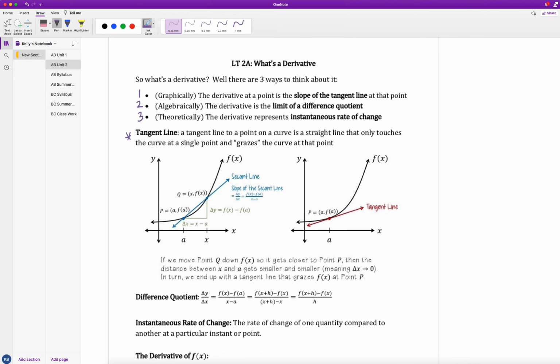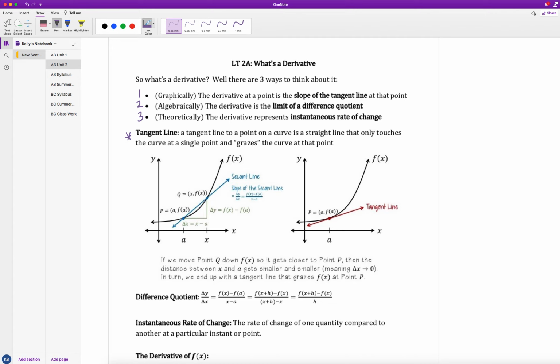We are going to begin talking about Unit 2. This video is going to focus on learning target 2A, which is: what is a derivative? There are three ways that we can think about derivatives: graphically, algebraically, or theoretically. Graphically, the derivative at a point is the slope of the tangent line at that point. Algebraically, the derivative is the limit of a difference quotient, and theoretically, the derivative represents the instantaneous rate of change.